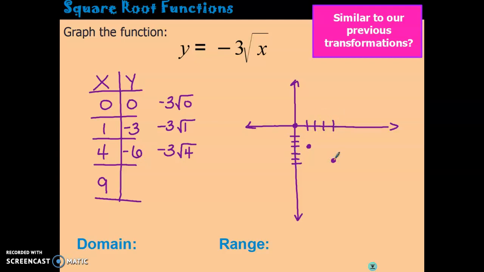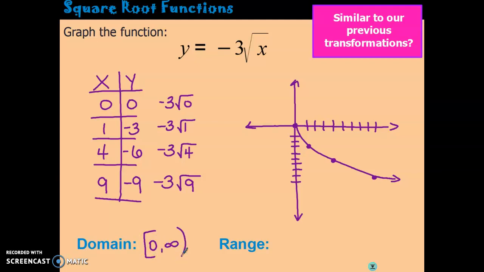Graph isn't perfect, but good enough. Negative 3 times the square root of 9. So negative 3 times 3 is negative 9. So something like this, where I still have that same curve shape, but opening down. So in effect, my domain is still 0 to the right forever, so 0 to infinity. My range, though, think about how it opens down and then actually stops at 0.